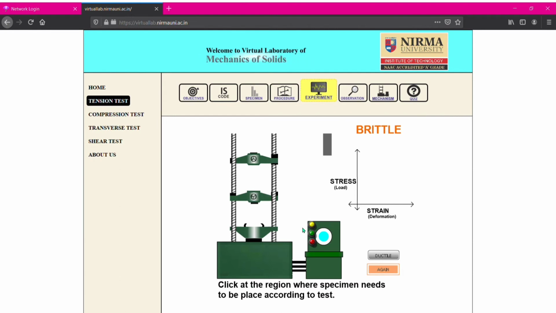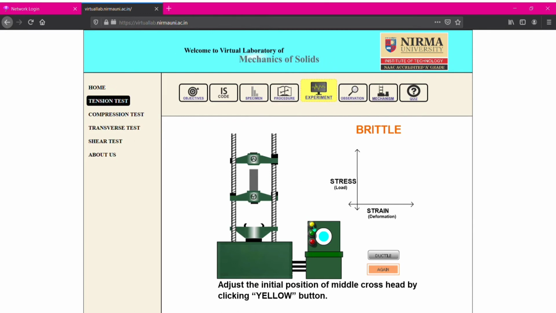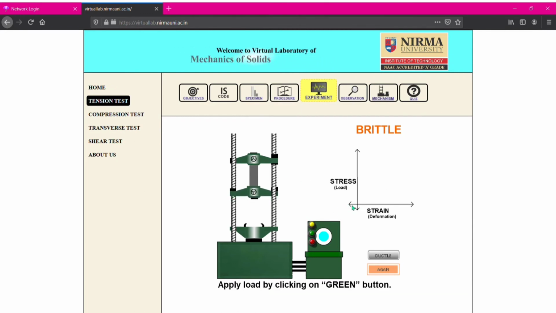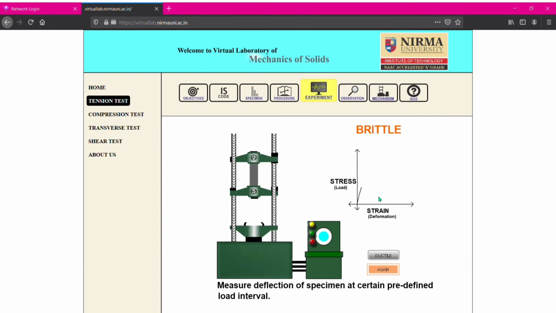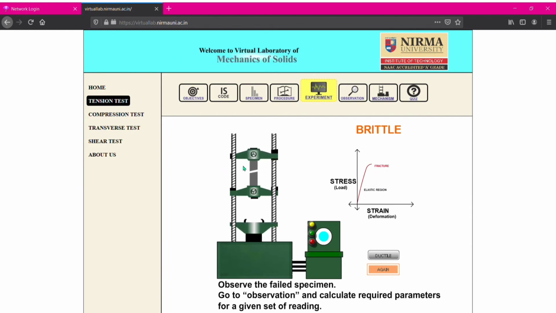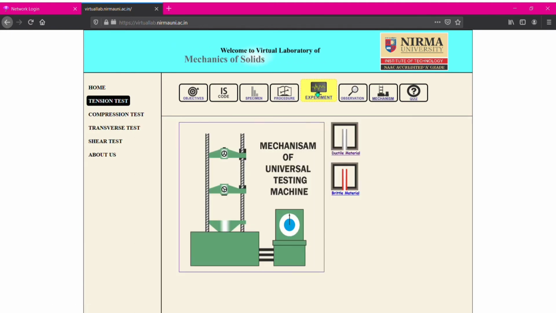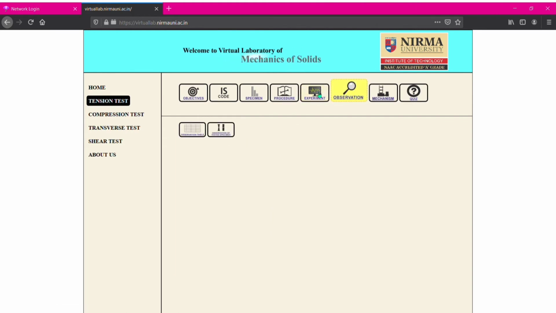Now what if we take a brittle material for tension? Let's put it in the upper head. Let's adjust it by pressing yellow button and apply the load. When we apply the load by pressing green button, observe the failure pattern and the graph as well. It just fails at a very low load. And the failure pattern is completely different. It just breaks at 45 degrees at the middle approximately.